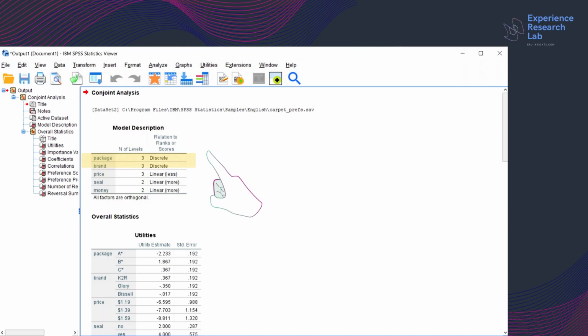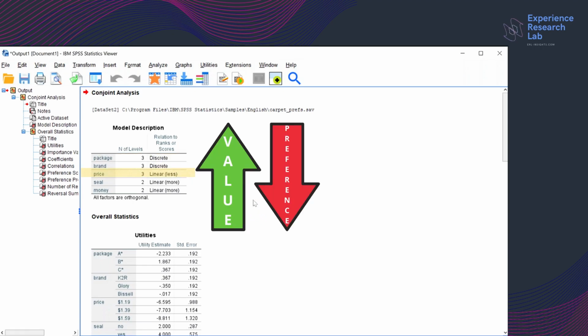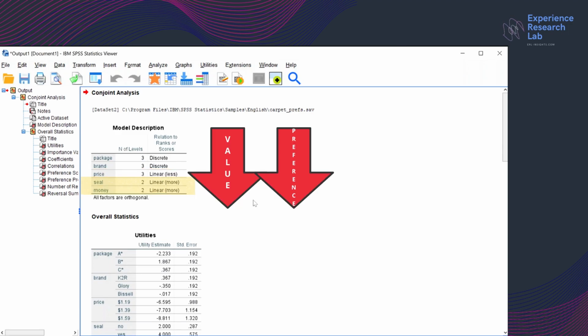Additionally, it also mentions the relations of each factor to ranks or scores. As you can see here, the relations of the package and the brand to ranks or scores is discrete. It is because the values assigned to each level are equal. Meanwhile, the price relation to ranks or score is linear less because the higher the value, the lower the preference score. In other words, the relationship is inverse. On the other hand, the relation of the seal and money-back guarantee to ranks or scores is linear more. The lower the value, the lower the preference score.